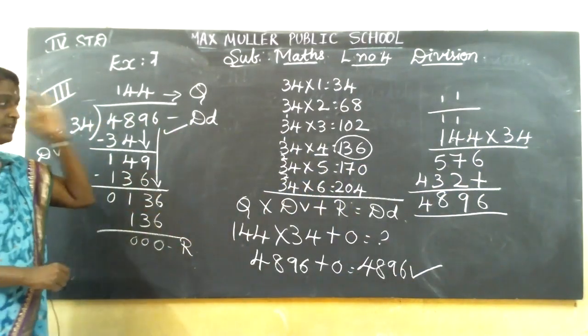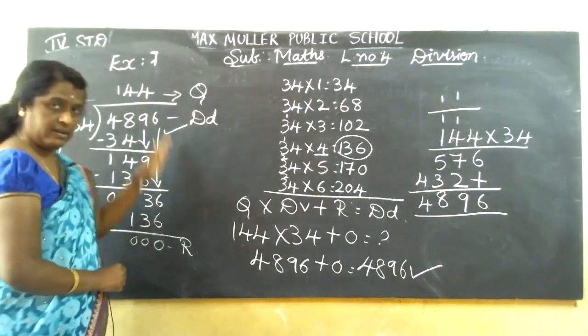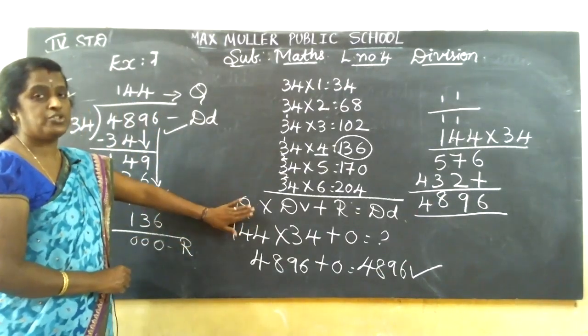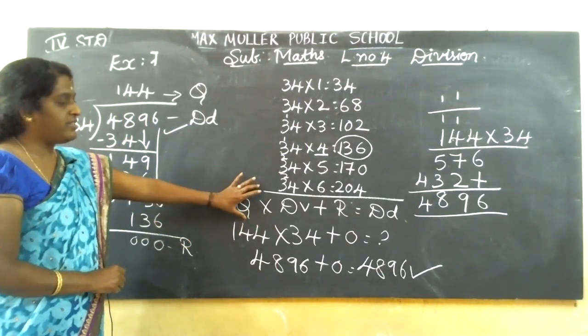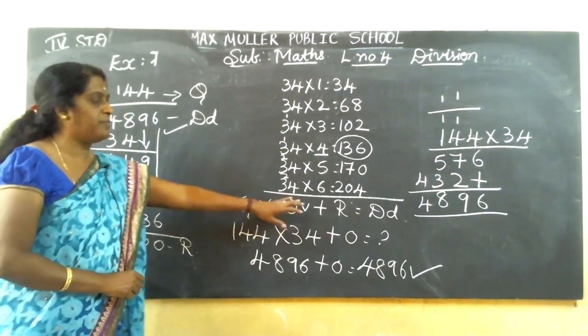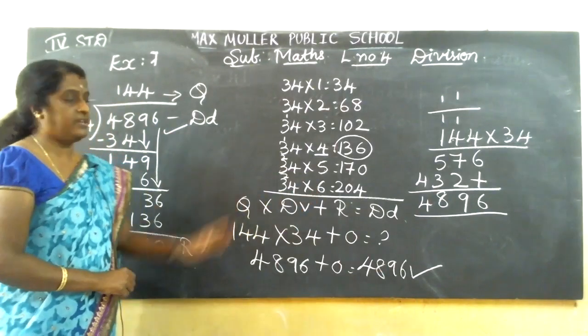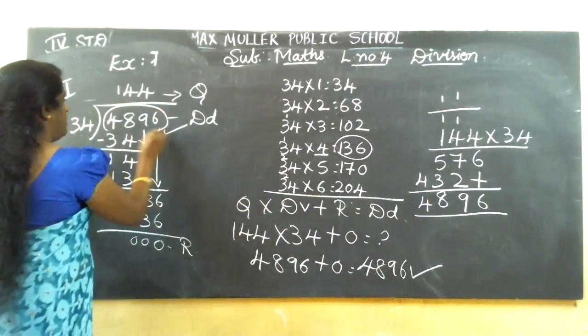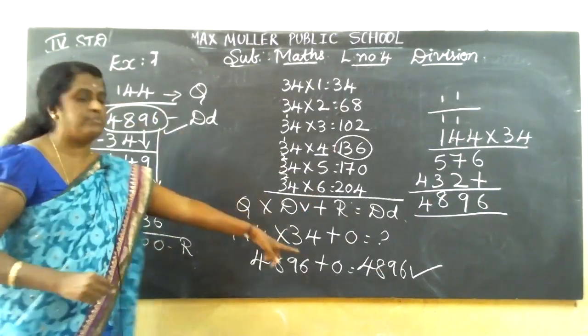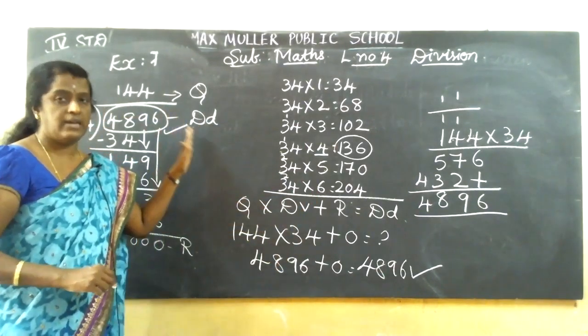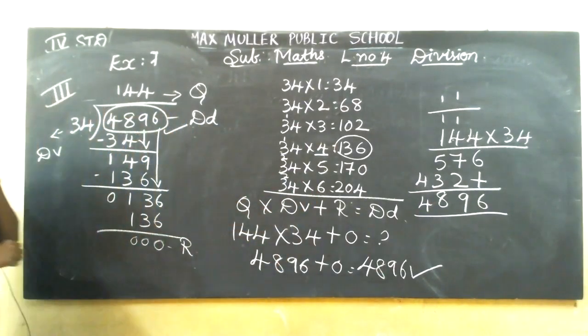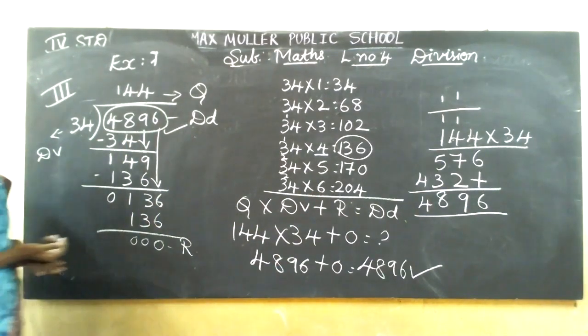When checking the answer in division, whether you have done it correctly or not, you should verify this. So check this: quotient into divisor plus remainder equals dividend. We want the dividend answer. If this answer comes there, then your sum is correct. Let's copy down, children. Yes, shall I rub?